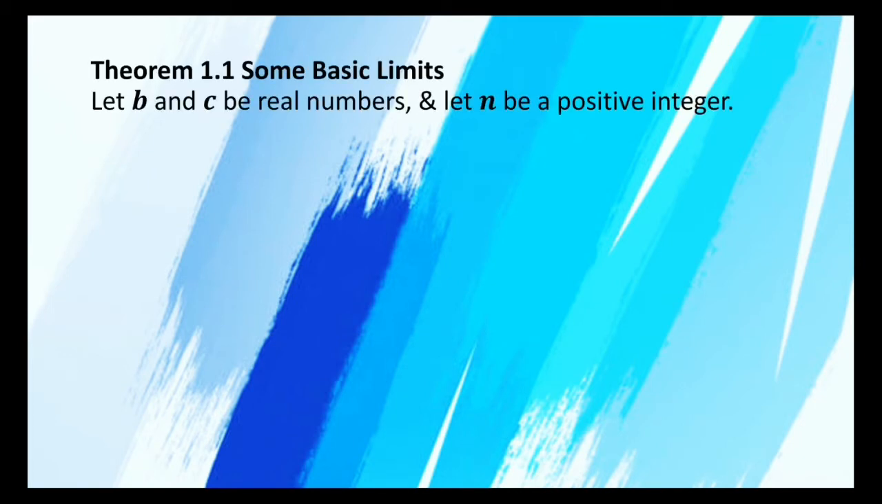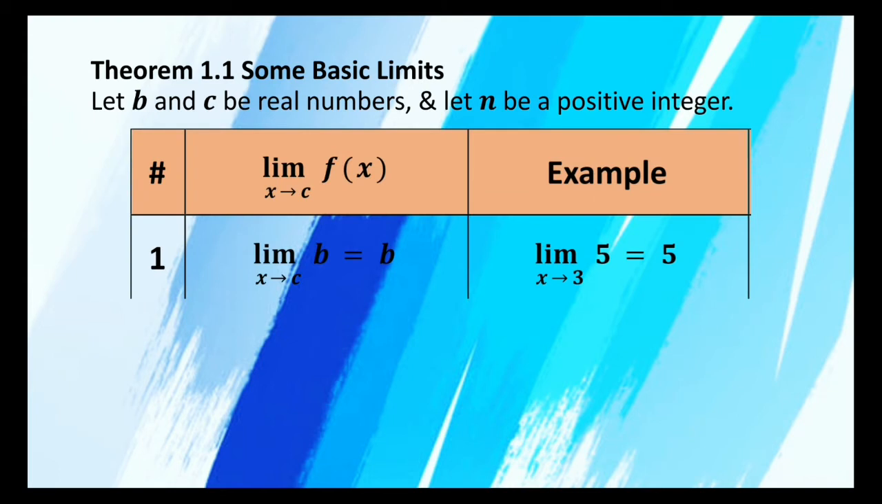So, let's discuss some basic limits. Let b and c be real numbers and let n be a positive integer. Here is the first basic limit. This is the limit of a constant. The limit of b as x approaches c is equal to b. Any limit of a constant is equal to the constant. So the limit of a constant 5 as x approaches 3 is equal to 5 itself.